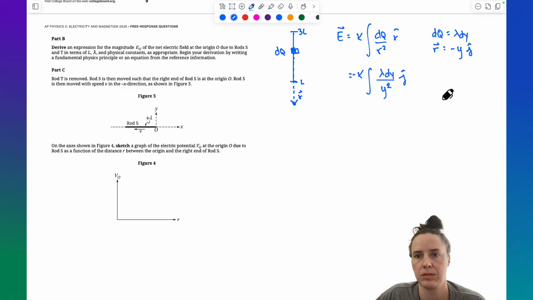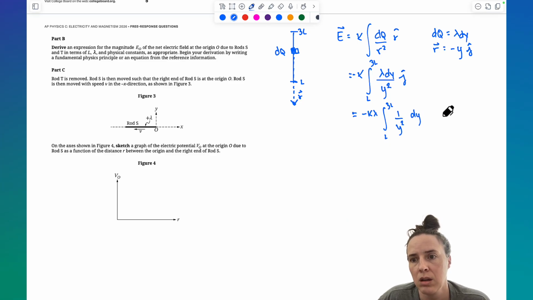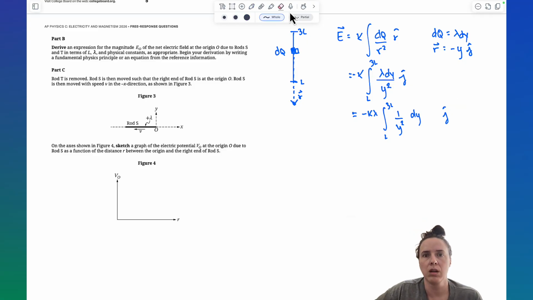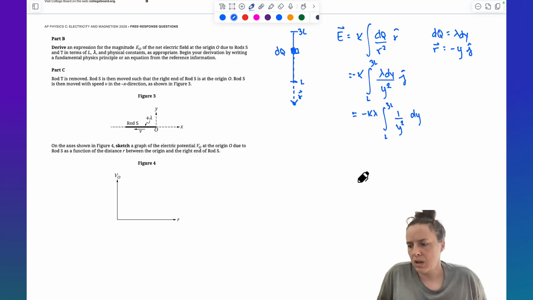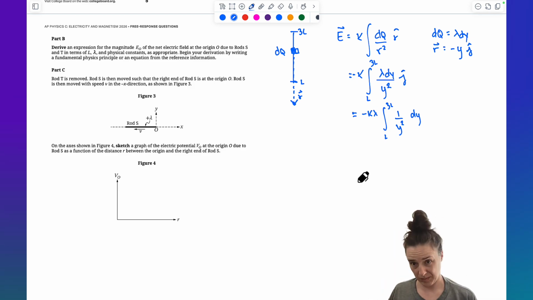Okay, so the limits of integration, remember we're integrating over the charge. So it's where is the charge? So it's going to be from L to 3L. So I'm going to take out my constants. So I have negative k lambda. We have our integral L to 3L of 1 over y squared dy. And that's going to be in the j hat direction when we're all done. I'm just going to drop that for now because we already decided it's going to be pointing down. So that's kind of just redundant at this point.